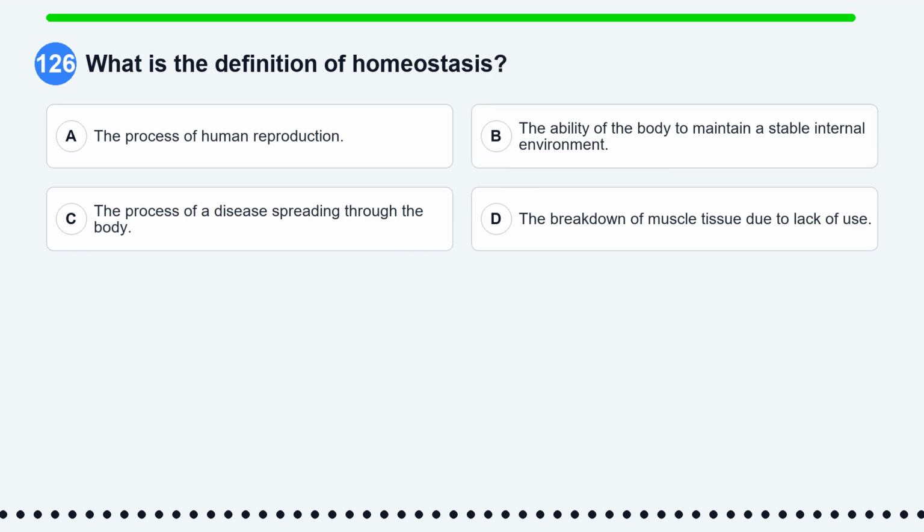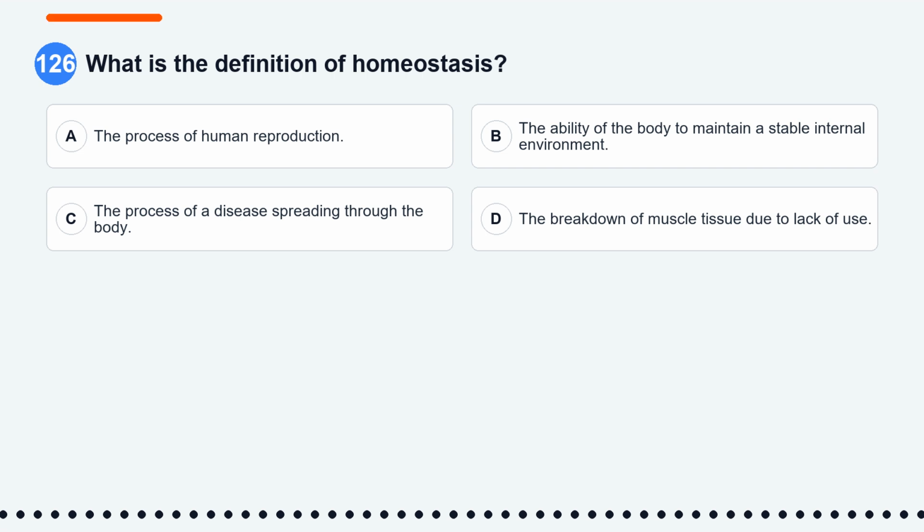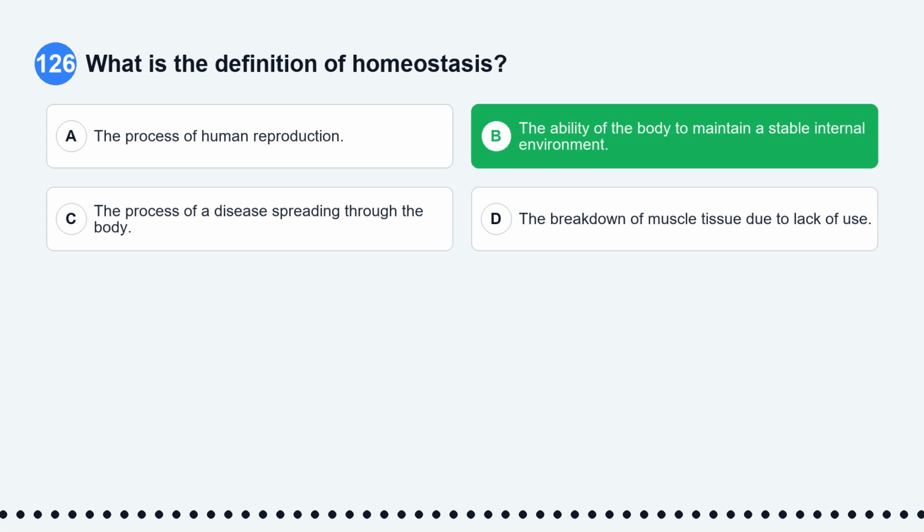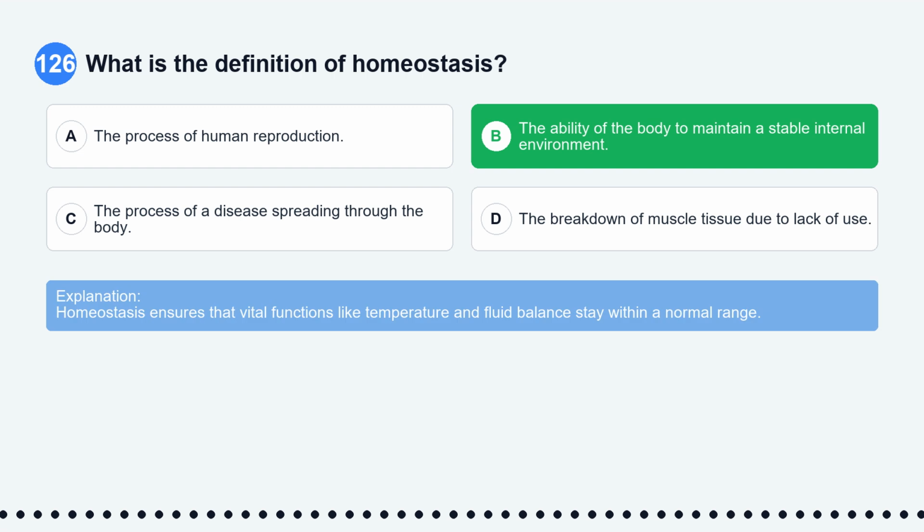Question 126. What is the definition of homeostasis? Option A. The process of human reproduction. Option B. The ability of the body to maintain a stable internal environment. Option C. The process of a disease spreading through the body. Option D. The breakdown of muscle tissue due to lack of use. The correct answer is option B. The ability of the body to maintain a stable internal environment. Homeostasis ensures that vital functions like temperature and fluid balance stay within a normal range.